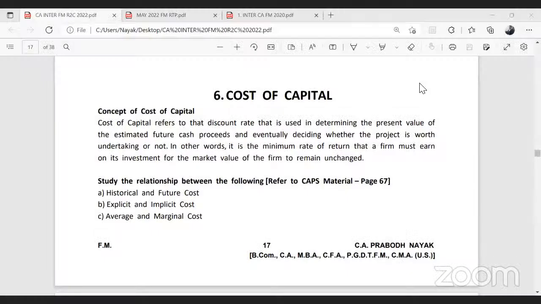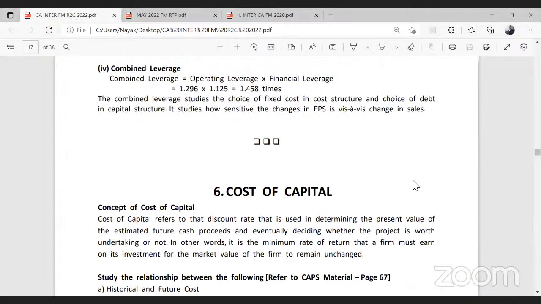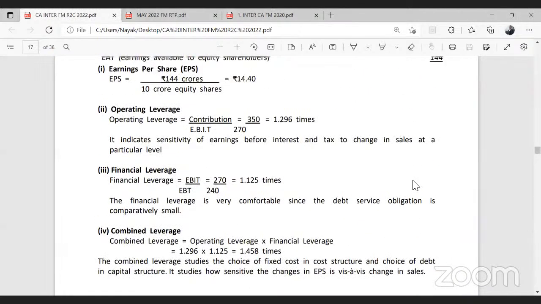Shall we go for round 2 now? Let me share the screen where we stopped last time. Cost of capital, we'll start today. We've done leverages yesterday.